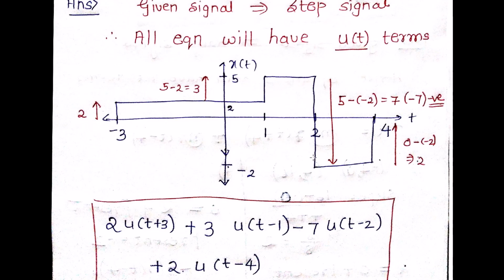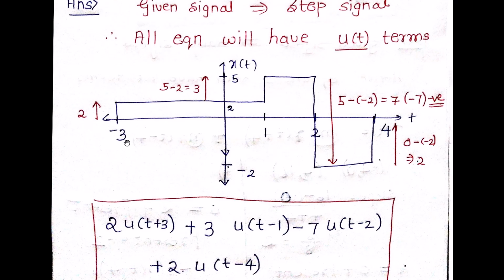So I hope that is clear to you. What happens is that a signal graph is given to you. When this graph is given to you, first try to understand whether it's a step function, a ramp function, or a combination of both of them. Since it's a step function, it is u of t. So we are going to have u of t plus 3, u of t minus 1, u of t minus 2 and u of t minus 4. These are the points at which the change in the amplitude is taking place.